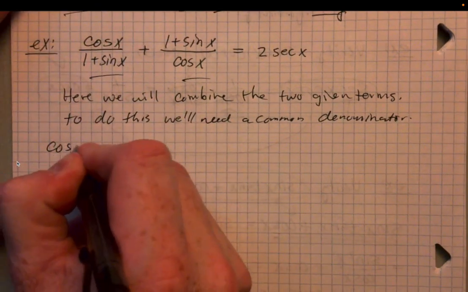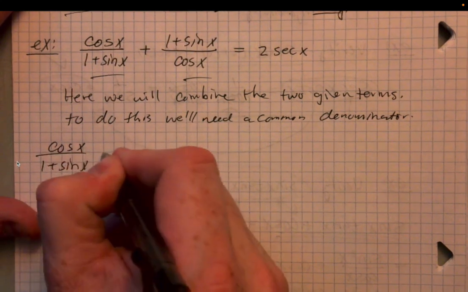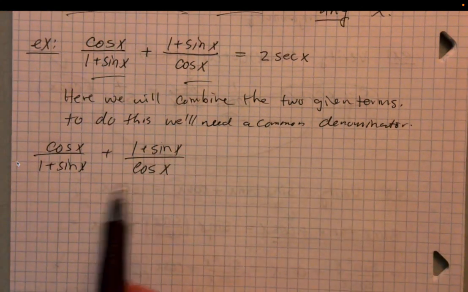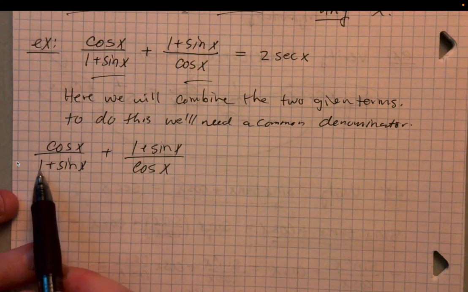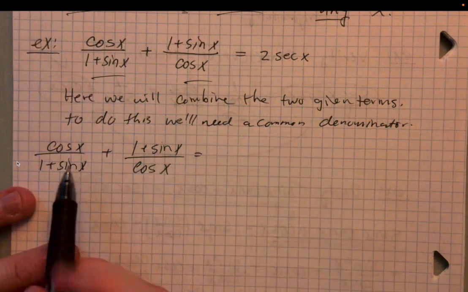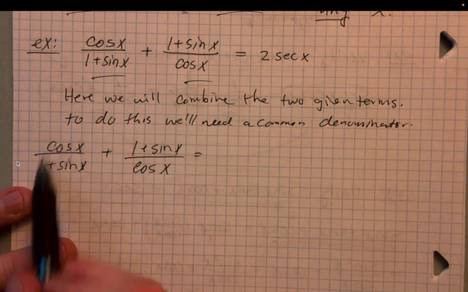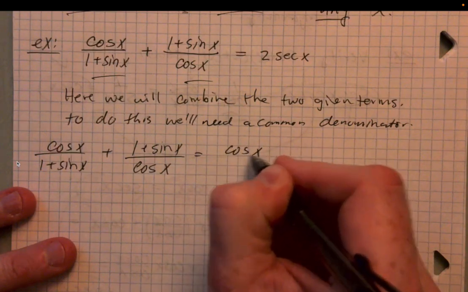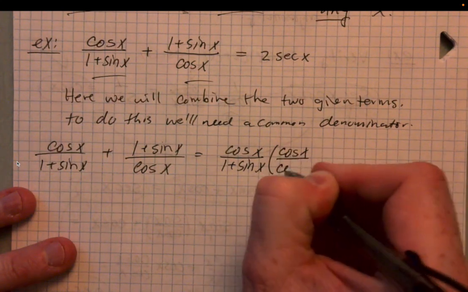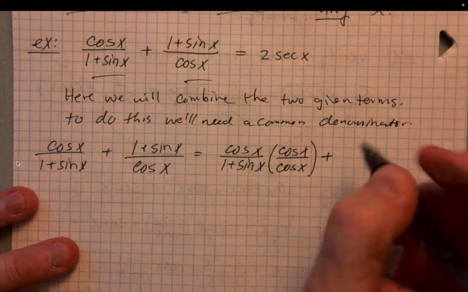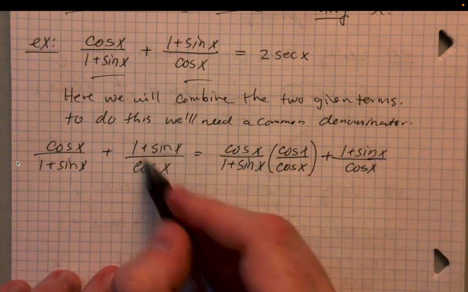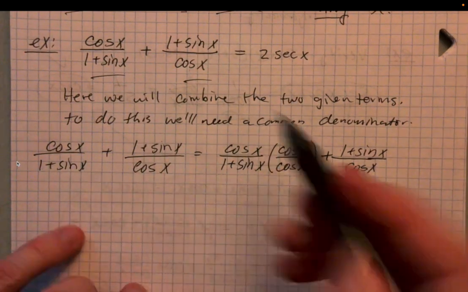So we'll start again with this side, cos x over 1 plus sine x plus 1 plus sine x over cos x. To get a common denominator, we know that the denominator needs to be equal to the product of these two, 1 plus sine x times cos x. That's going to be the common denominator. And so we need to multiply this term by cos x over cos x. So let's write the original piece here, and we're going to multiply it by cos x over cos x. And then this other one, 1 plus sine x over cos x, we need to multiply by 1 plus sine x over 1 plus sine x.